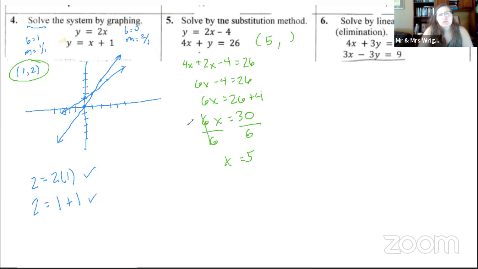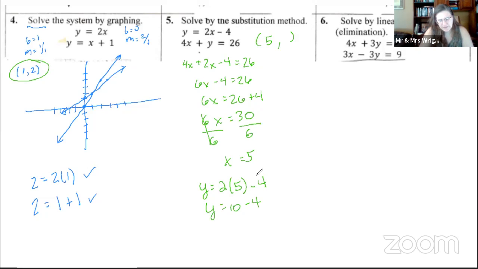And in order to do that, I think I'm going to use the second equation, 4x plus, oops. You know what? I don't want to use the second equation. I want to use the first equation. How about that? Y equals 2 times 5, because x equaled 5, so I'm substituting the 5 in here, minus 4. So y equals 10 minus 4.